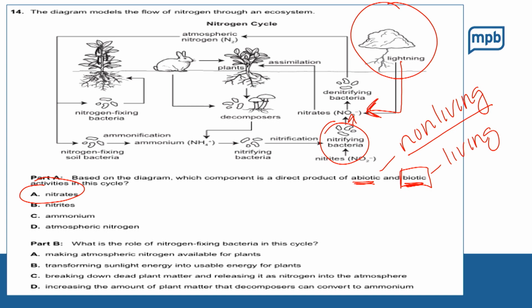All right, and then part B, this says, what is the role of nitrogen-fixing bacteria in this cycle? Okay, so we talked about this one in a good bit of detail last time I saw y'all. The answer here is A. These nitrogen-fixing bacteria, their job is that they take that atmospheric nitrogen and make it available for plants. And they do that by fixing it.